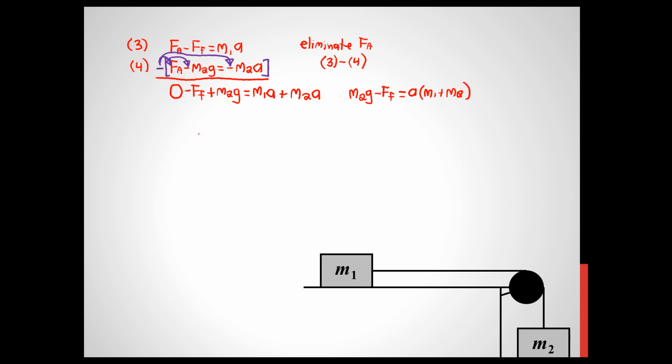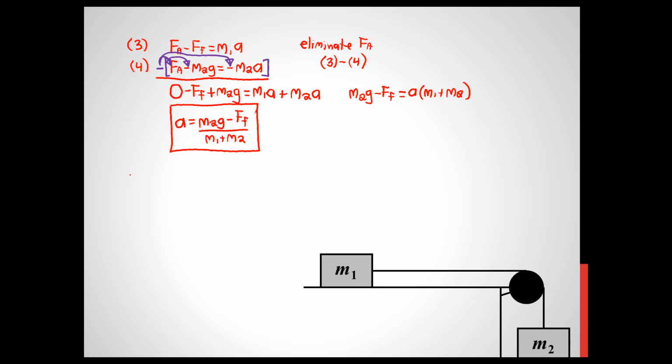Okay, now, to get the equation for acceleration, all you have to do is divide both sides of the equation by what's in the brackets right there. So you'd have acceleration would be equal to M2G minus the force of friction, divided by M1 plus M2. Okay, I'm going to box this equation right here. And that is the answer to part B. Okay, that's the acceleration of the system in terms of M1, M2, G, and the force of friction.